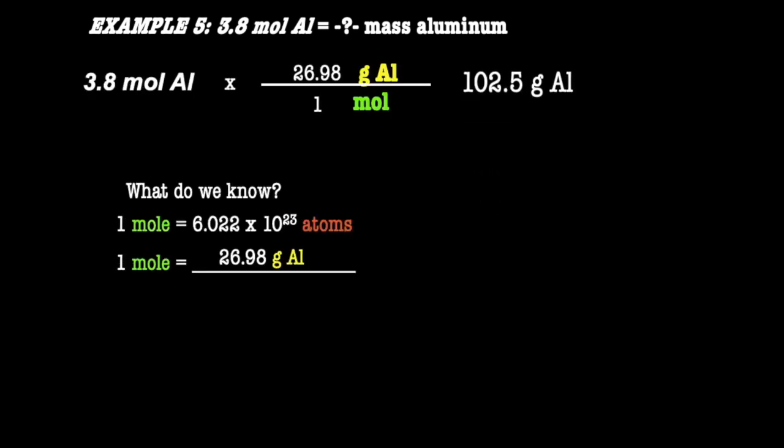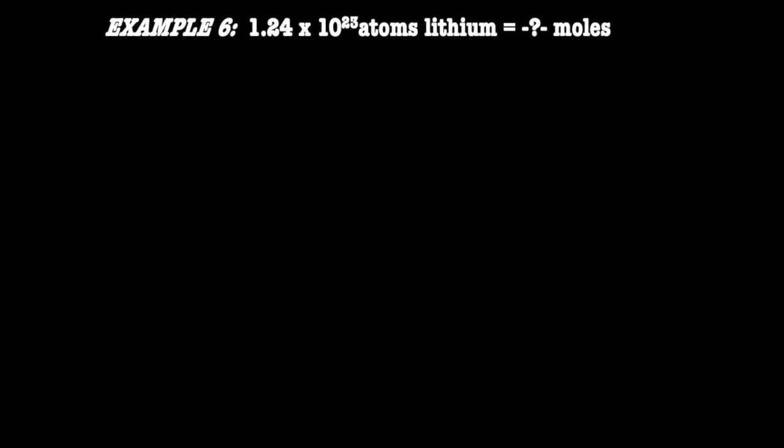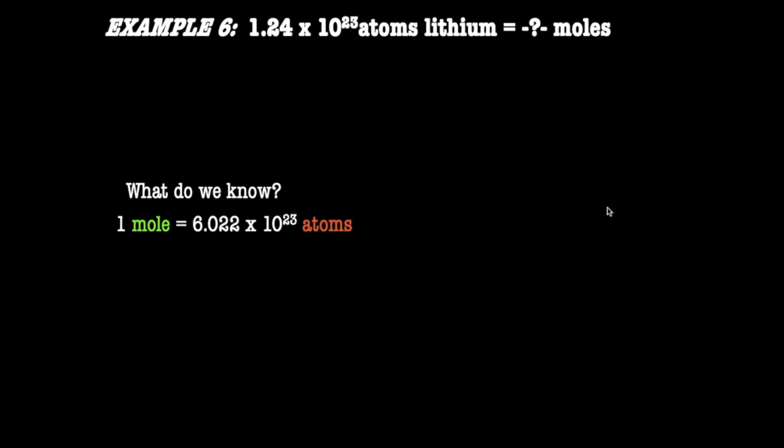So we've already used liters. We've already used the one with atomic mass or formula mass. And now we're going to go to atoms. Here it is. So what do we know? We're going to use this conversion factor. 1 mole is equal to 6.022 times 10 to the 23rd atoms. And how do I know that? Because I have atoms up here and I want to go to moles.